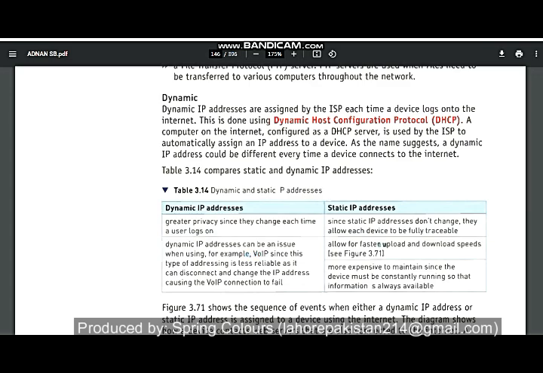And for static addresses, you can write any two of these. They have given 3 points. Static IP addresses are assigned when you purchase a domain name and you make a new website. So they don't change, they remain the same for your website. They provide faster download and upload speeds, and they must be constantly running so that the information of your website is always available to people on the internet.